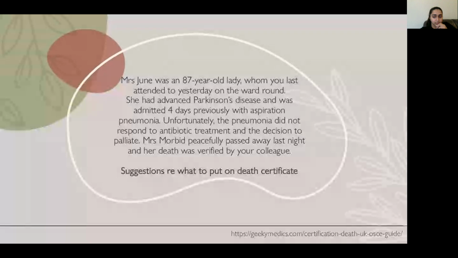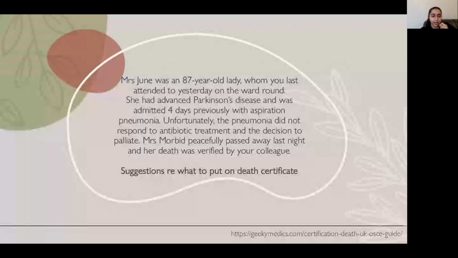Any suggestions about a 1A, what you think caused her death? Yeah, that's probably what most people would say: aspiration pneumonia. You treated that and they didn't respond to antibiotics, or we're assuming that she was dying from the infection. I think that's probably fair. So that would be my 1A.